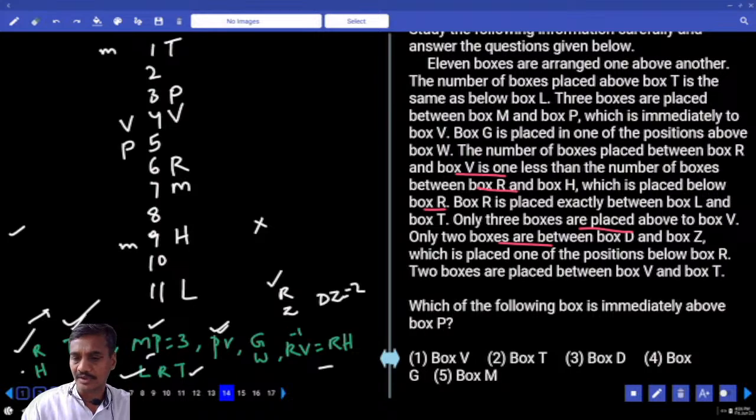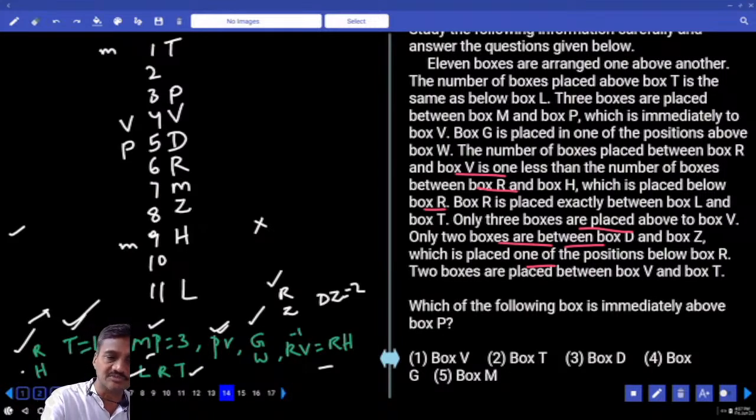Now, only two boxes between D and Z. In between D and Z, how many are there? There are exactly two. Z is placed one of the positions below R. Can we have Z at this place? 10th place? No. If Z is here, D must be at the 7th place. Not possible. Hence Z cannot be at the 10th place. Hence Z must be at the 8th place. If Z is here, two boxes between Z and D, D must be in the 5th. If D is here, finally G and W. G is above this W, G is at the 2nd place, W is at the 10th place.